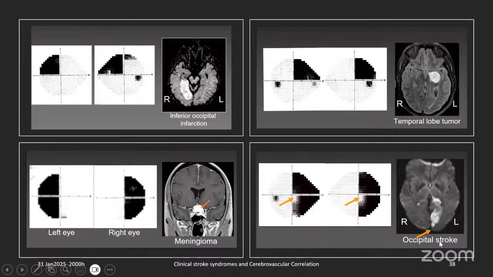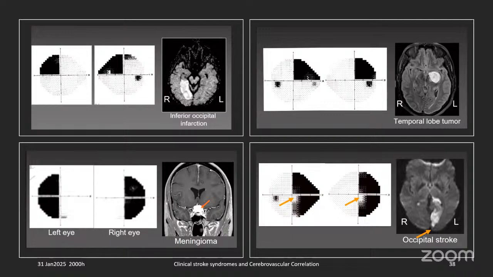And if it is an occipital stroke, the macular sparing field defect. And if it is a suprasellar meningioma, you get bitemporal hemianopia. If it is a right side inferior occipital infarction, you get a left superior quadrantanopia. So by the confrontation method, you can see whether visual fields are intact or not intact.